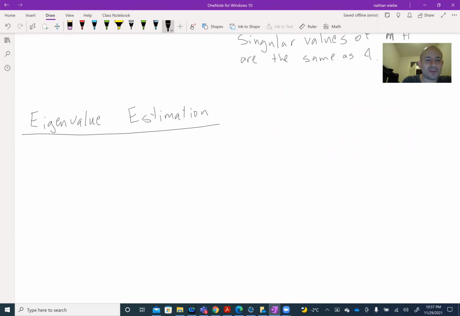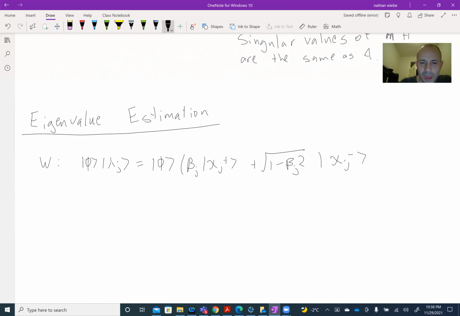We have an operator, W, and W will end up mapping phi lambda j, which is equal to phi beta chi j plus square root of 1 minus, actually, I'll put a j in here for reasons that will be clear later, chi j minus, and this, of course, will end up getting mapped to phi beta j e to the I theta j, or let's actually just write this all in.